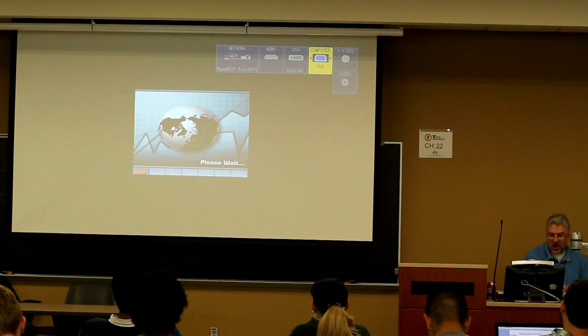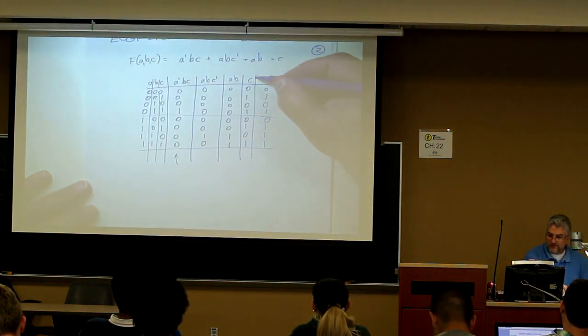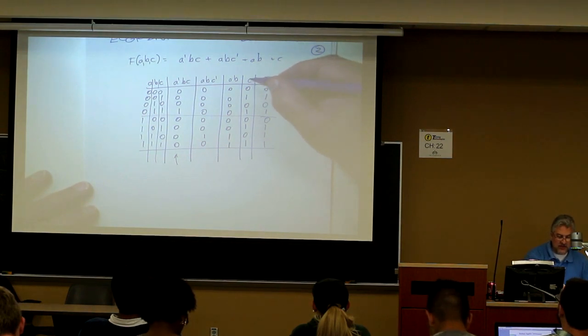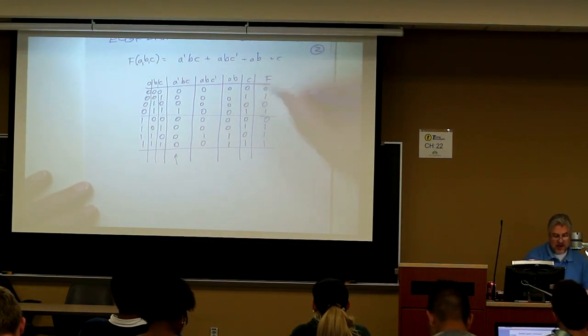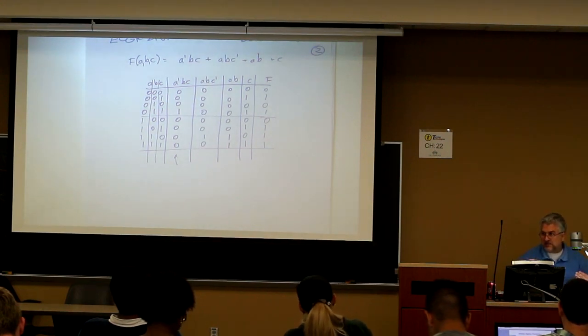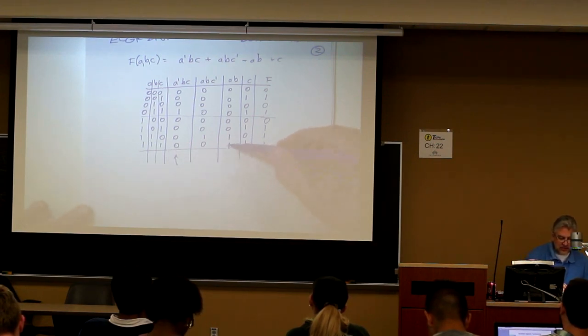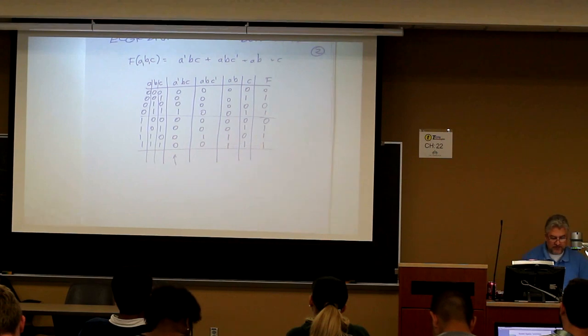My hand hit the off button. Here we go. If we look at this one, the only constraint is C, and so in this case, 4 of the 8 possibilities will be a 1. All we have to do is look across, and anytime it shows up as a 1, we have a 1 over here in this column.